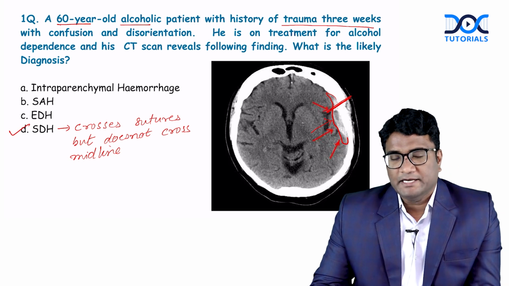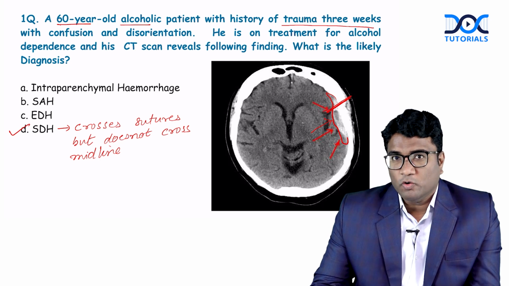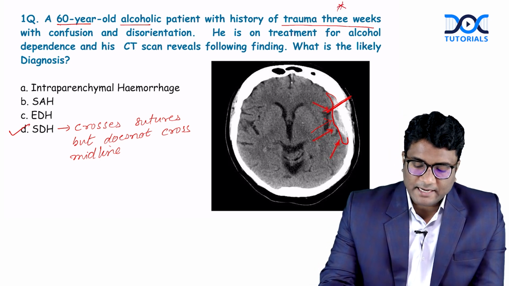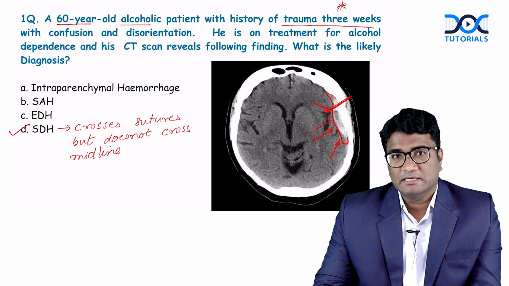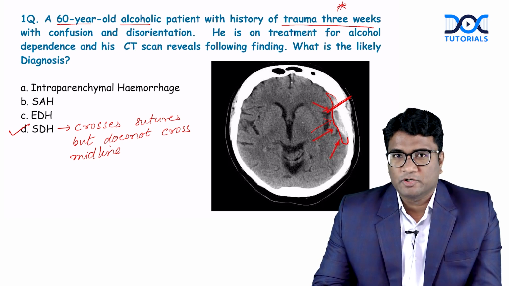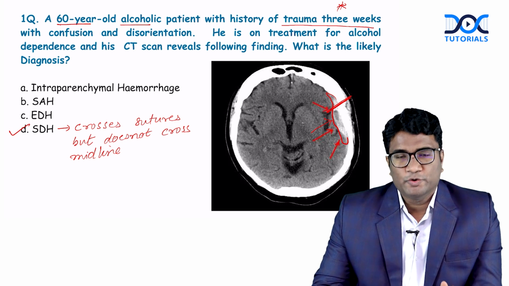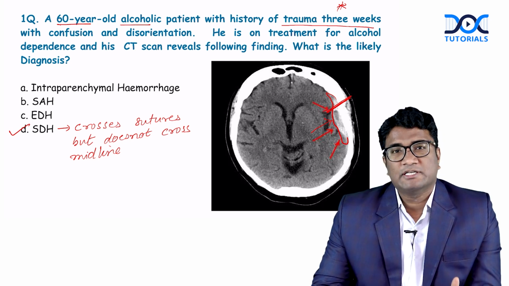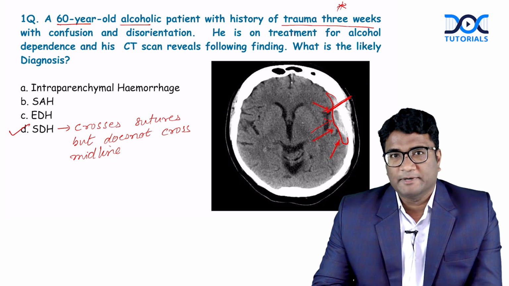Being a venous bleed, it is caused by rupture of bridging veins. So, it can occur after a chronic old trauma. A trauma 3 weeks back, even a trivial trauma, can rupture the bridging veins. So, a chronic old trauma can lead to this subdural hematoma. How to identify it on the image? You will see a hyperdense collection crossing the sutures, not crossing the midline.